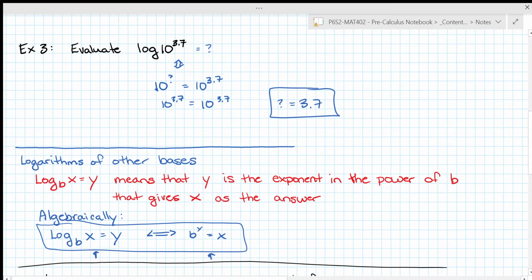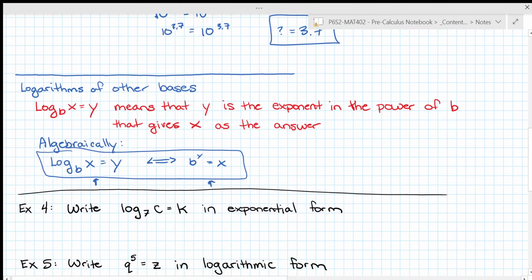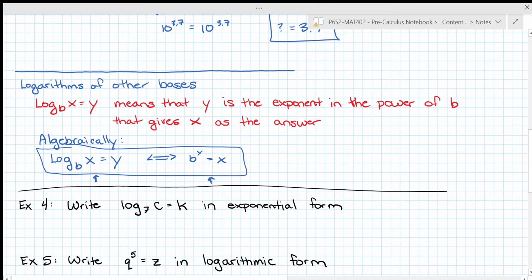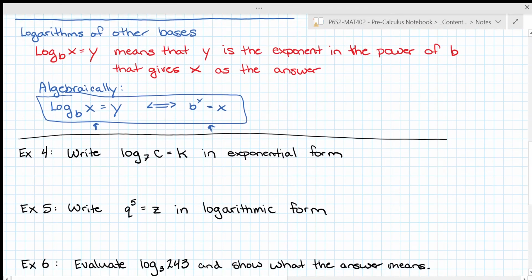And that's often very useful in solving equations and trying to wrap your head around different things involving exponential growth or decay. Logs are often very useful in that. So we'll see a couple of examples with this. These are questions that you'll see on an assessment at the end of next week as well. So something like, write log base 7 of c equals k. This is called logarithmic form. I can rewrite that in exponential form.